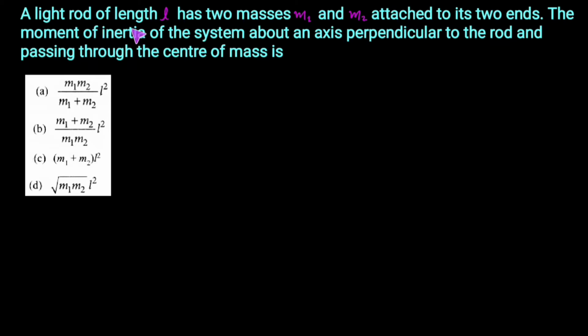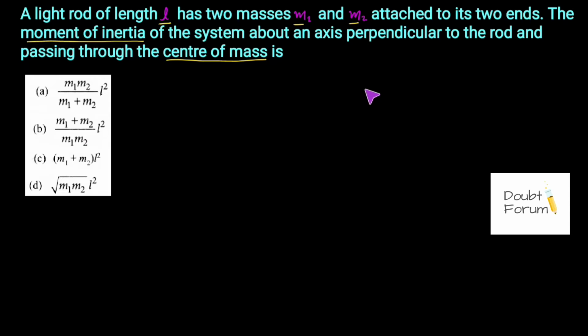This question is: a light rod of length L has two masses m1 and m2 attached to its two ends. The moment of inertia of the system about an axis perpendicular to the rod and passing through the center of mass is, and these four options are given. This question involves the concept of moment of inertia and the center of mass.